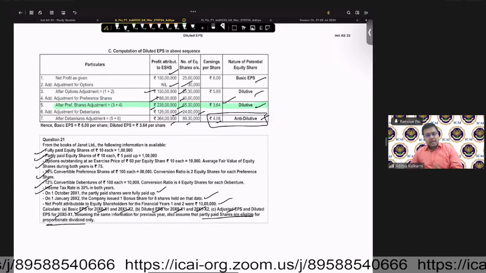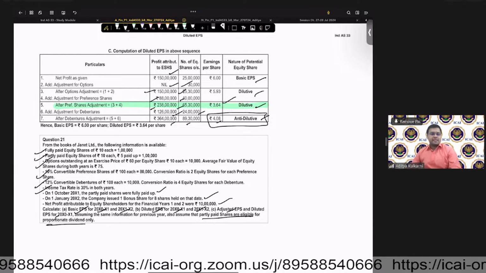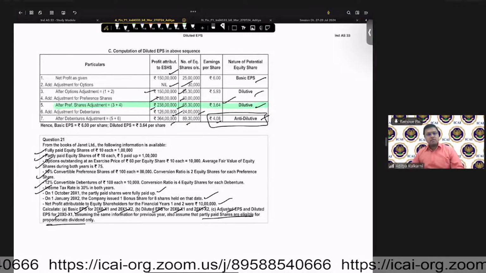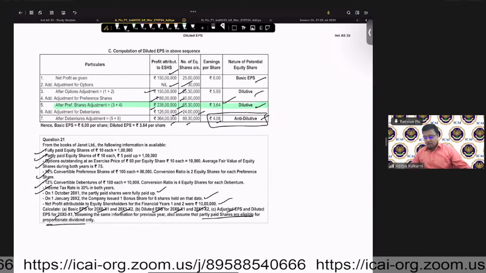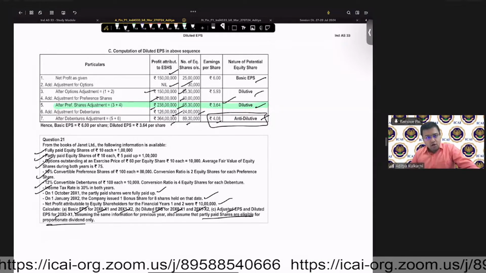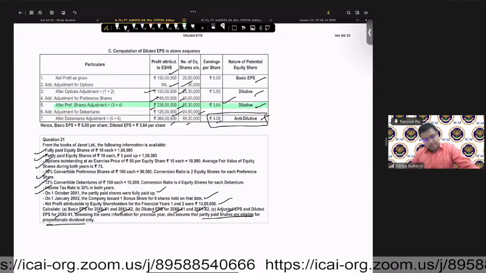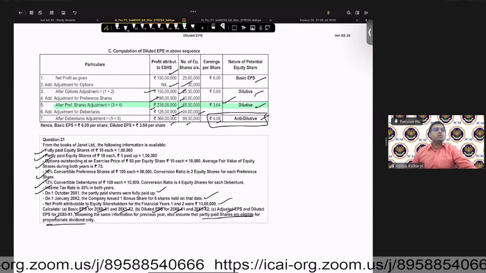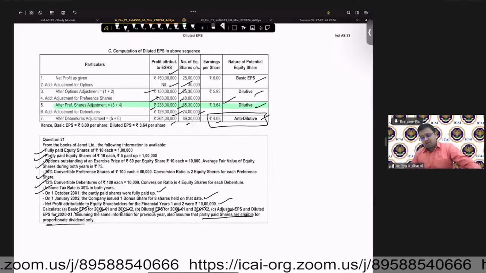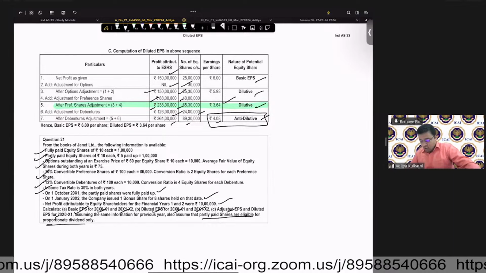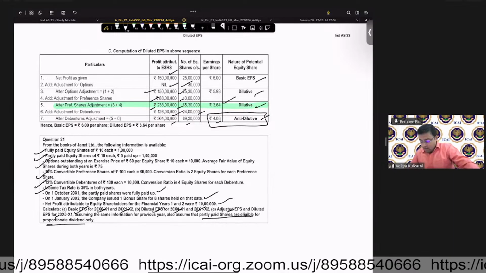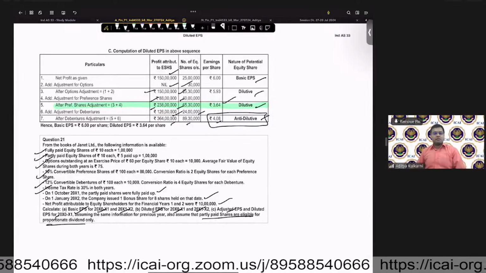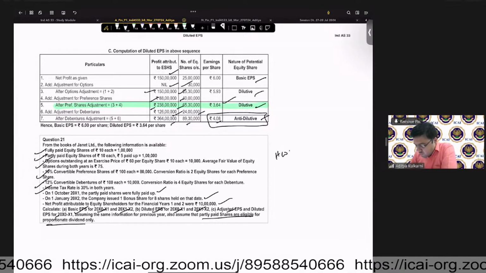So if you recollect, have we done all these concepts? Answer is yes. But we have done them in isolation. We did partly paid shares. We have done dilution on account of convertible debentures, dilution on account of convertible preference shares, dilution on account of options. We have done bonus. So in all these cases, we have done them in isolation. This question just puts it together for you. So I want you to try this out for homework.